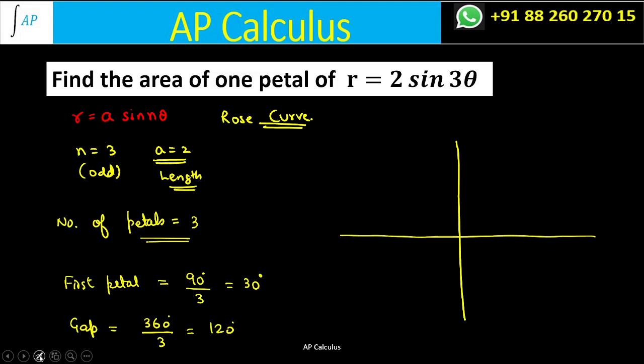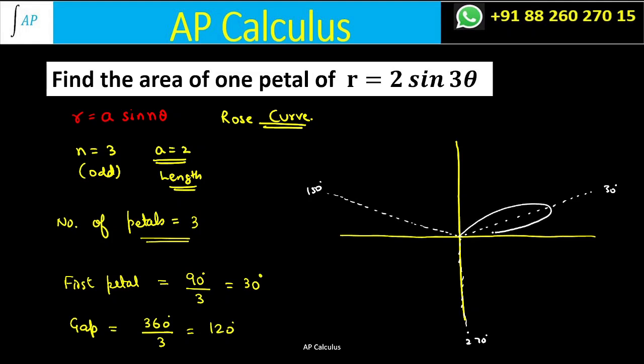So you can draw the 30 degree line. Now after a 120 degree gap, 30 plus 120 is 150. So this is the 30 degree line, this is the 150 degree line, and 150 plus 120 is 270, so this is that line. The three petals will be along these lines. So the first petal will be this, the second petal will be this, and the third petal will be this. This is the rose curve.